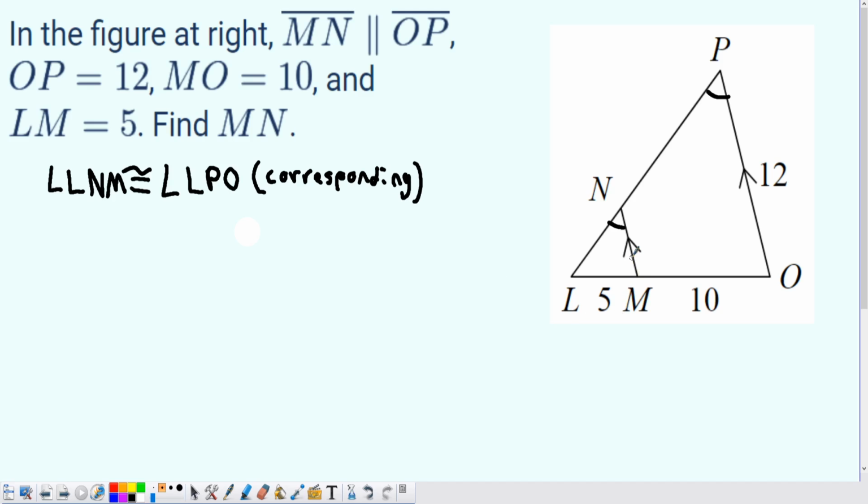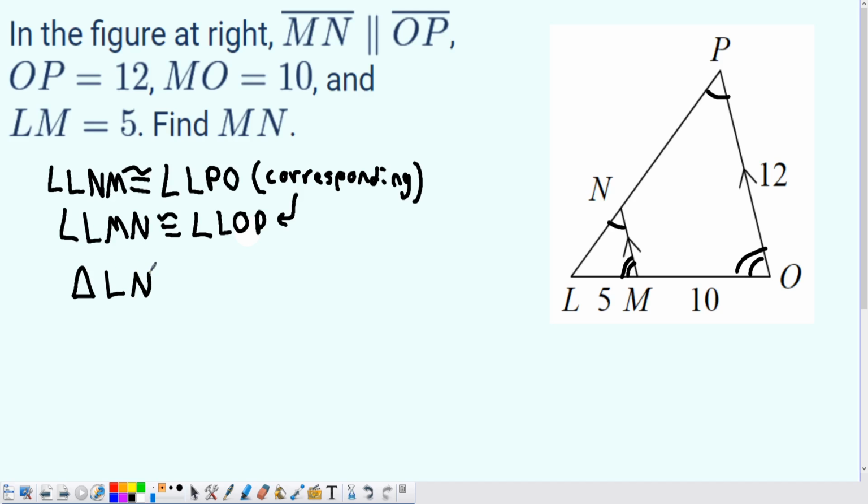Now, we could use the same fact here, where we have another pair of corresponding angles. We could have also noted that they both share the angle L. Either one would have been fine, but I'm just going to say that angle LMN is congruent to angle LOP for the same reason as the first time. And now, because we have two angles that are the same in a pair of triangles, we have similarity, which means that triangle LMN is similar to triangle LOP.